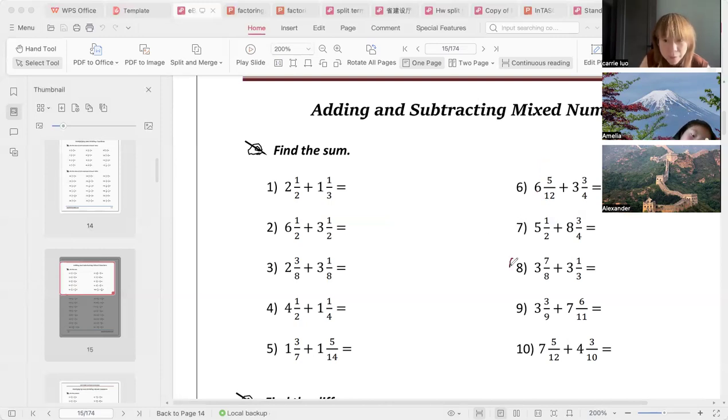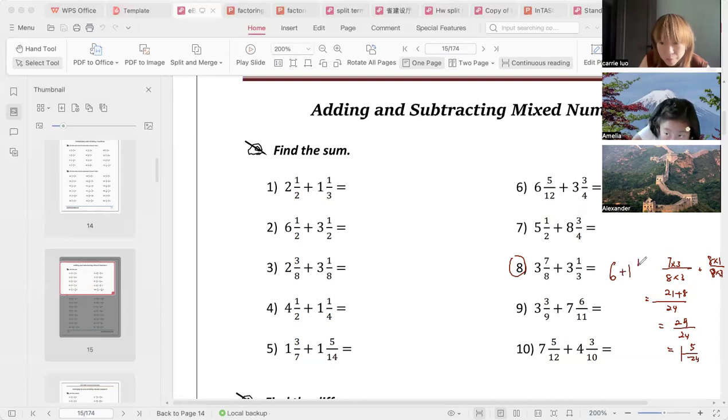Let's take a look at number 8. So 3 plus 3 equals 6. Then 7 over 8 plus 1 over 3 equals what? 7 times 3 over 8 times 3 plus 8 times 1 over 3 times 8. So equals 21 plus 8 over 24, equals 29 over 24, which is 1 and 5 over 24, right? So 6 plus 1 and 5 over 24 equals 7 and 5 over 24. Alex, understand? We don't want to use the bigger number.